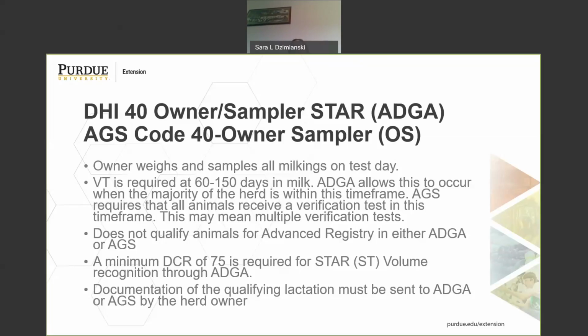So again, this plan does not qualify for advanced registry in either ADGA or AGS. You have to have a minimum data collection rating of 75. I didn't go into data collection rating in any of the slides, but it's a formula based on the number of tests and the consistency of the tests. So you have to have a 75 data collection rating to get star volume recognition through ADGA. And with these tests, this does not go through CDCB because it's not an advanced registry test. So you're going to have to send documentation. You're going to have to send your dough sheet to ADGA or AGS.